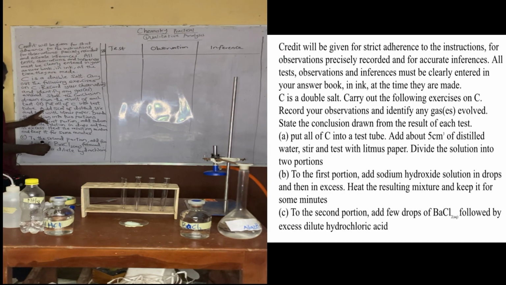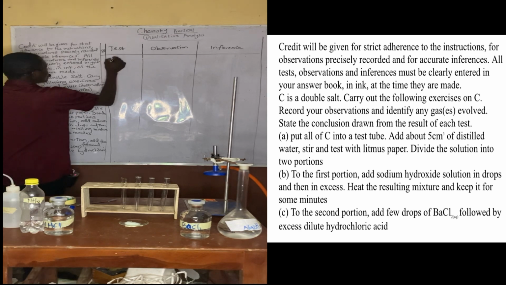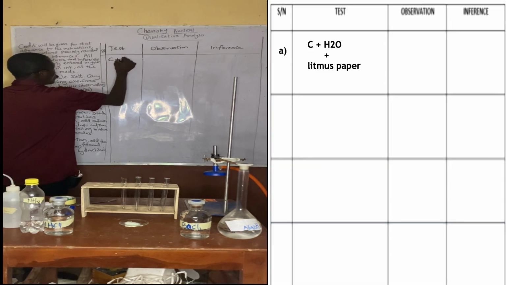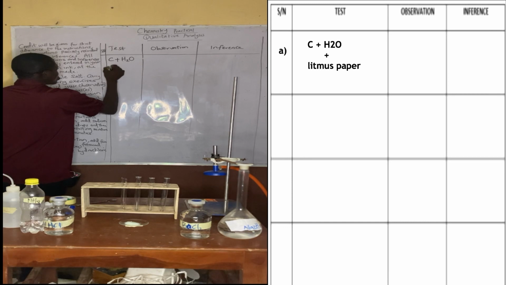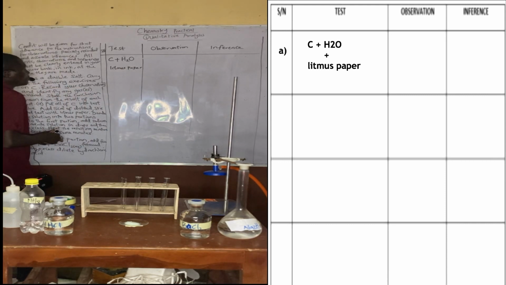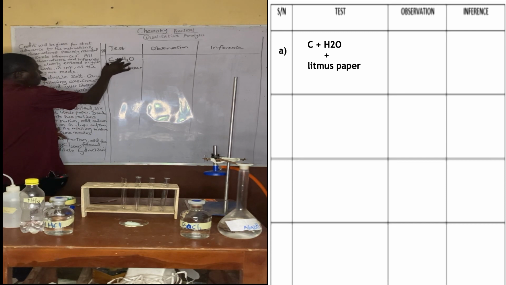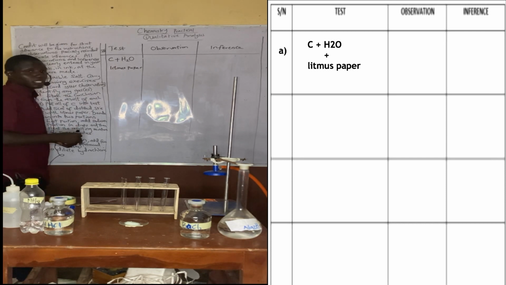And the first one says put all of C. So C plus H2O, that is distilled water. We are asked to test with litmus paper. So C plus H2O, then you are going to test it with litmus paper.